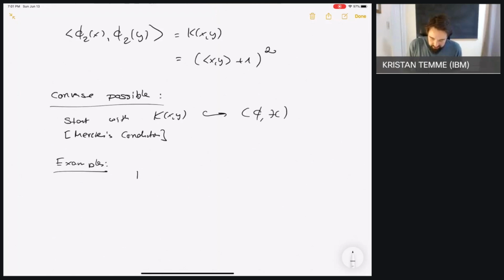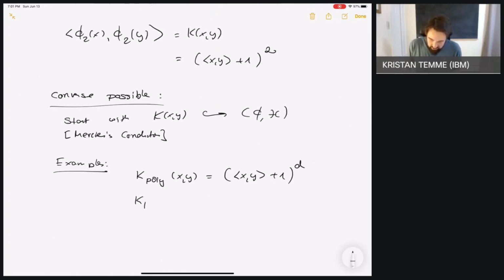So for instance, just general polynomial kernels that we had one example of before. And they look like this. So you have your standard smaller dimensional inner product, but then you add +1 and raise it to the dth power, which is a legitimate inner product.